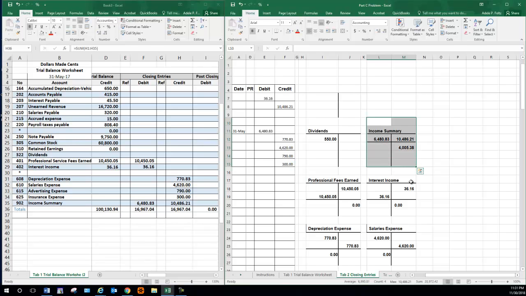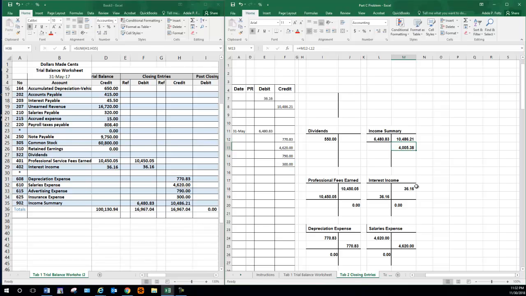What's really interesting is this account right here summarizes our income statement. So when you're done, if you prepared your income statement, your ending balance here in income summary better equal your net income. If your debit side was higher than your credit side, you would have a debit balance, and that would mean you had a net loss. But for this company, their revenue was greater than their expenses, so they had net income. And so the balance of the income summary is right now $4,005.38.